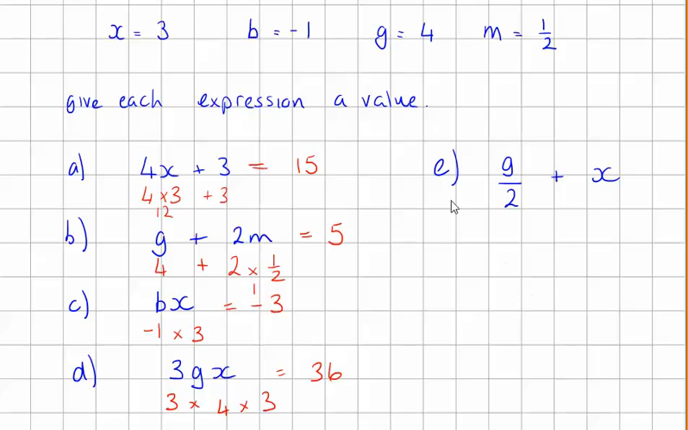Finally, Sophie's very keen again. So g is equal to 4, and 4 divided by 2 is 2, and then x is equal to 3, so 2 plus 3 is 5. So 2 plus 3 makes the value of that. Yes, all right, congratulations.